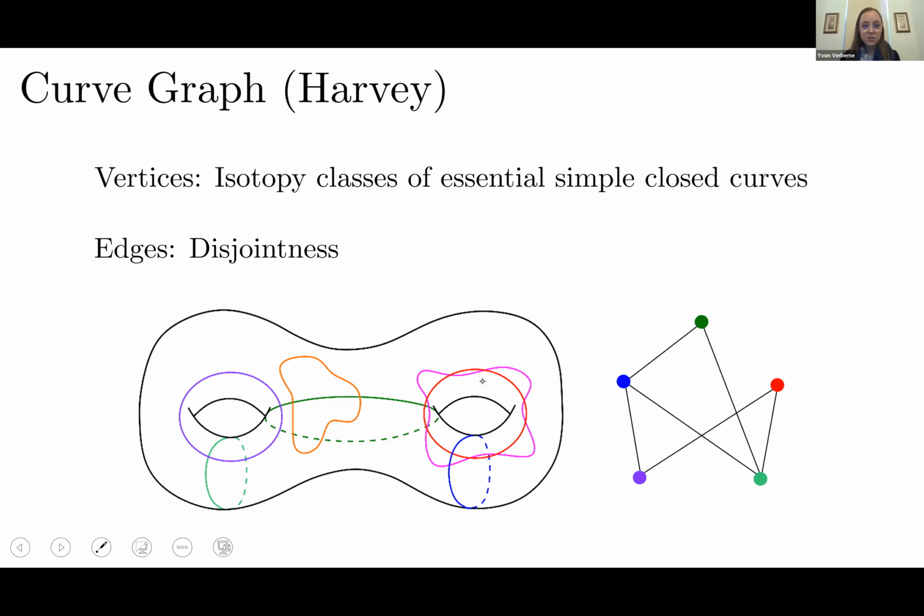Okay, so in contrast, the curve graph was defined by Harvey. For Harvey's curve graph, we were looking at isotopy classes of essential simple closed curves. So in this example, we're once again not going to take any inessential curves, but now the two curves that are surrounding this genus are only going to correspond to one vertex in the curve graph. And once again, we're going to let edges correspond to disjointness.